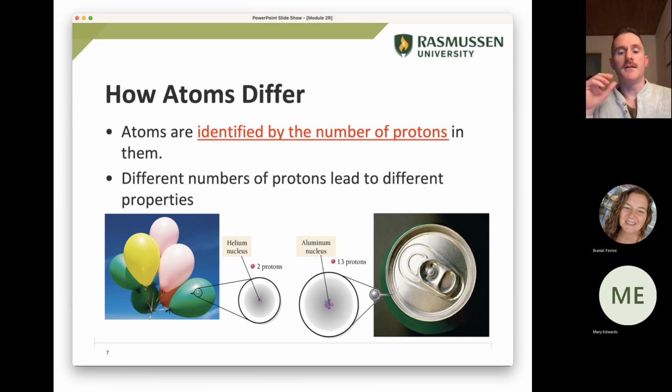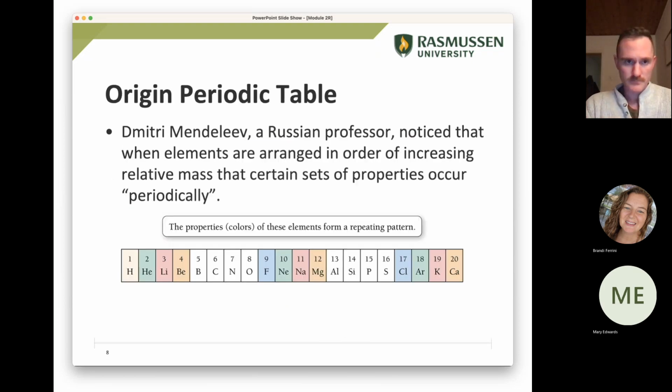Here we have an aluminum can. Why is it aluminum? Well, the atoms in that aluminum can have 13 protons. Aluminum always has 13 protons. It will never have something different than 13 protons. If it doesn't have 13 protons, it's not aluminum. It might not have 13 neutrons or 13 electrons, but it will always have 13 protons. You must remember this, it is very important.